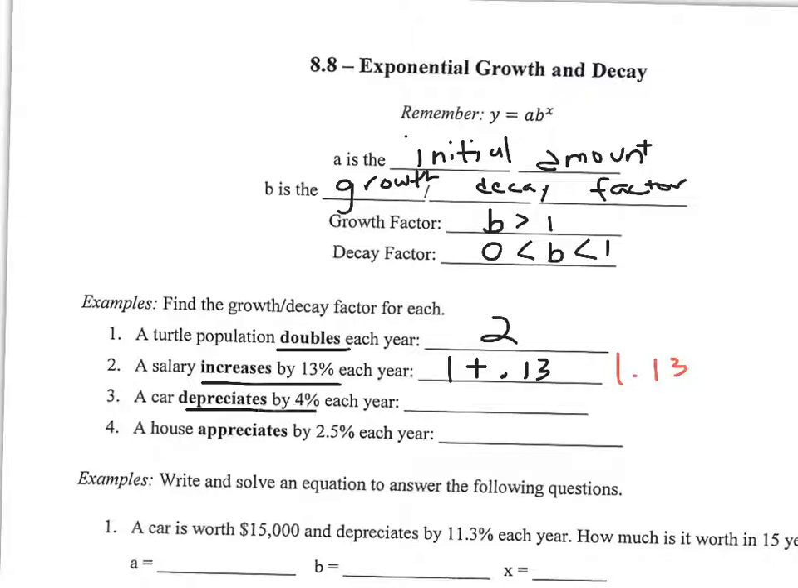If it depreciates, it means it goes down. So again, I'm going to start with 1, but I'm going to go down by 4%. So change 4% to a decimal, which is 0.04. So 1 minus 0.04 is 0.96, which is a decay situation, which makes sense because decay is if the growth factor is between 0 and 1, and you got an answer that was between 0 and 1. And then a house appreciates, so appreciates means it goes up. So if it appreciates by 2.5%, it's going to be 1 plus, change 2.5% to a decimal, so it's 0.025. So then you have 1.025.